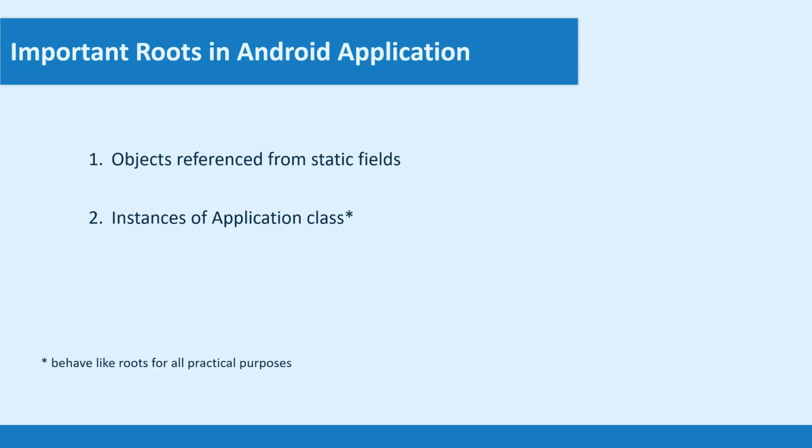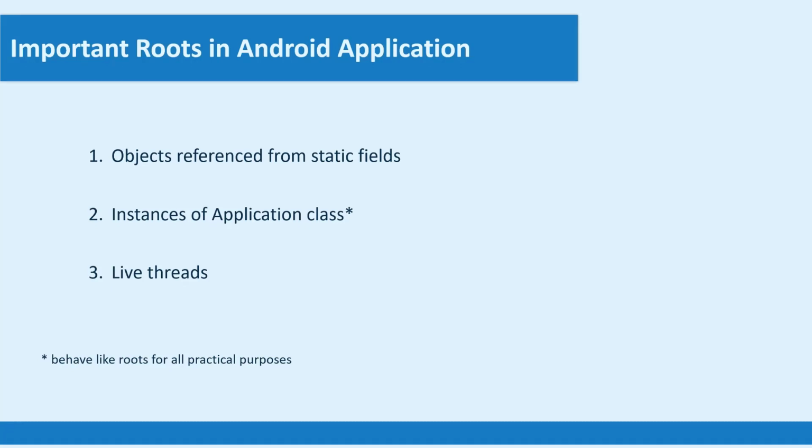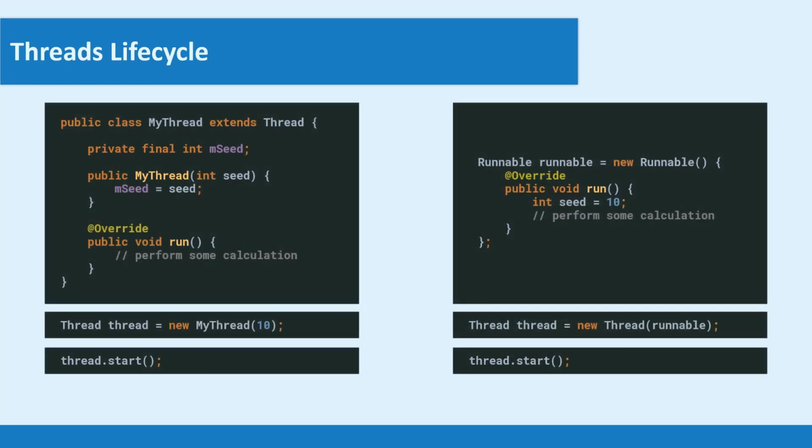And the third type of roots in Android applications, and that's the type that is most relevant to this course, are live threads. And hopefully you immediately ask yourself, well, what's live threads? Are there dead threads? Glad you asked, let's discuss that. Just like before, we have basically two ways to instantiate and start a thread. And now when you just instantiate the thread, when you call new thread, then this thread hasn't been started yet, so it is not live yet.